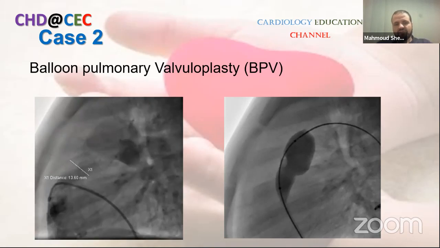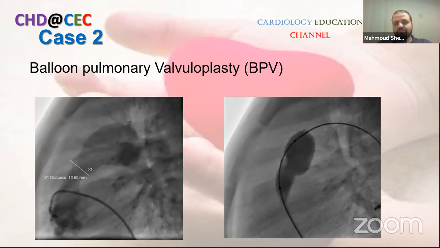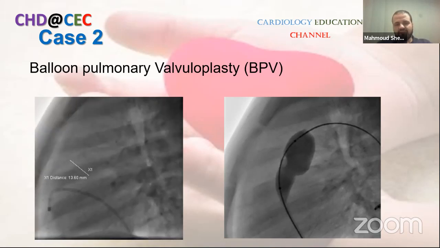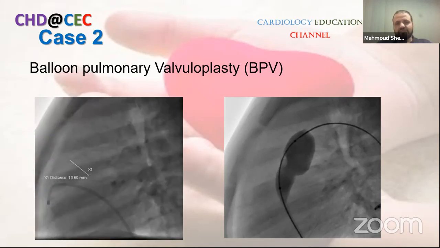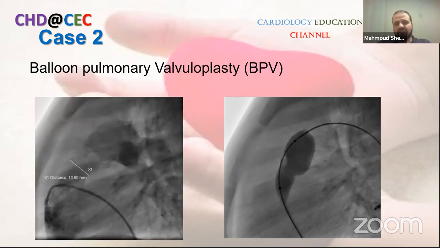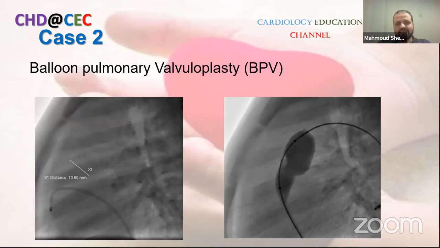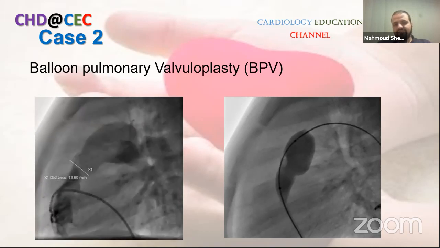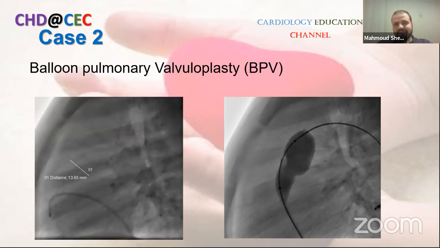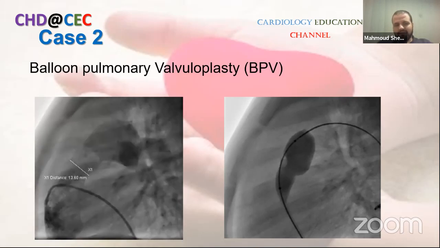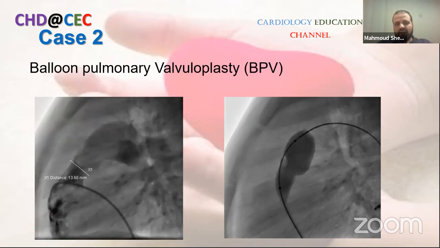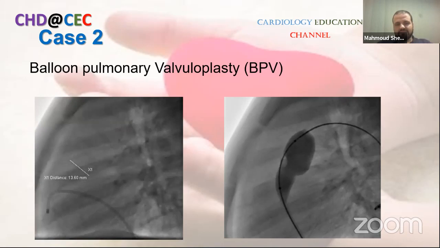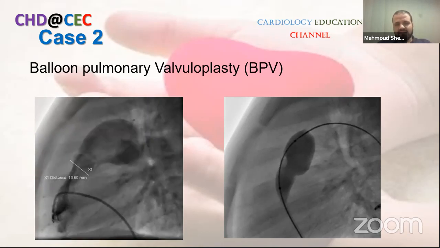The second thing is to measure the RV to PA gradient, and the target is to have an RV pressure almost below half of systemic pressure. So you need to have an RV pressure less than 0.5 systemic blood pressure. If you have a systemic blood pressure of 100/50 in this child, you need to have an RV pressure less than 50 millimeter mercury at least. It's better to have it 30, but this is the criteria of success.